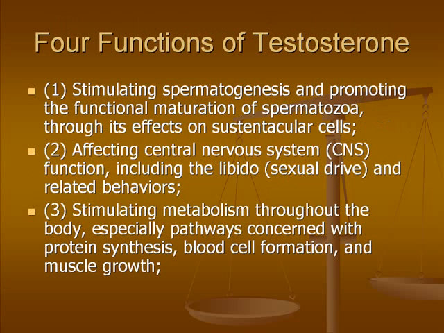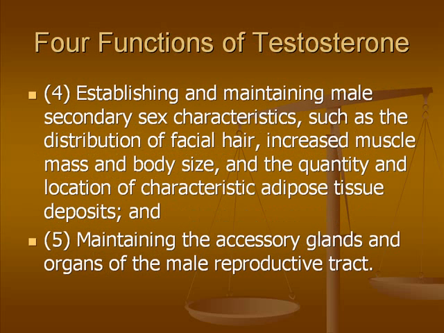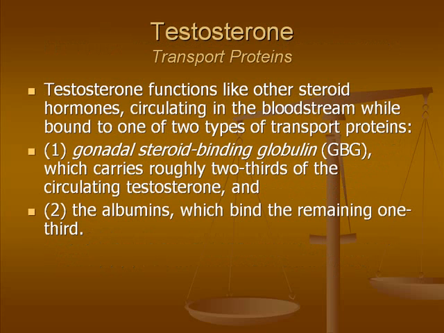Four functions of testosterone, and I think this is a question as well. Stimulating spermatogenesis and promoting functional maturation of the spermatozoa through the effects on the sustentacular cells. We also see it affects the central nervous system, which includes libido, sexual drive, and related behavior. It stimulates metabolism throughout the body, especially the pathways concerned with protein synthesis, blood cell formation, and muscle growth. We also see it establishing and maintaining male secondary sex characteristics such as the distribution of facial hair, increased muscle mass, body size, and the quantity, location, and characteristics of adipose tissue, and maintaining the accessory glands and organs of the male reproductive system.